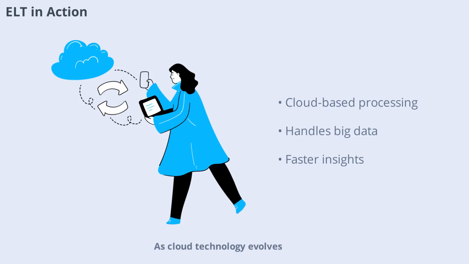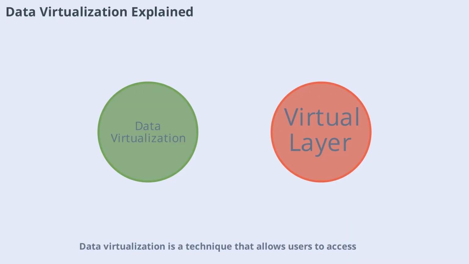As cloud technology evolves, ELT is becoming the go-to method for many modern data integration projects. Data virtualization is a technique that allows users to access and query data from multiple sources without physically moving it. Instead of copying data into a central repository, virtualization creates a virtual layer that connects to different systems in real time. This approach provides a unified view of the data, enabling quick access and analysis. Data virtualization is especially useful when you need up-to-date information from diverse sources or when data movement is impractical due to size or security concerns.